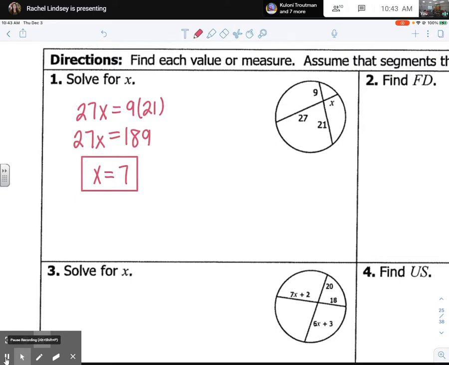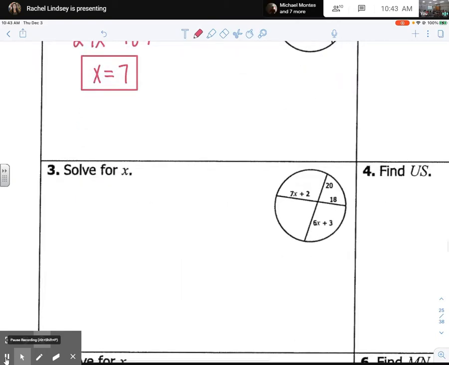Number 3, still doing part times part equals part times part. So, if I do 18, what's the other part of the segment with 18? 7x plus 2. So I'm going to have 18 times 7x plus 2. And then the segment that has the 20, what's its other part? 6x plus 3. So there's the geometry part. Geometry part's done. Now I got to do algebra.